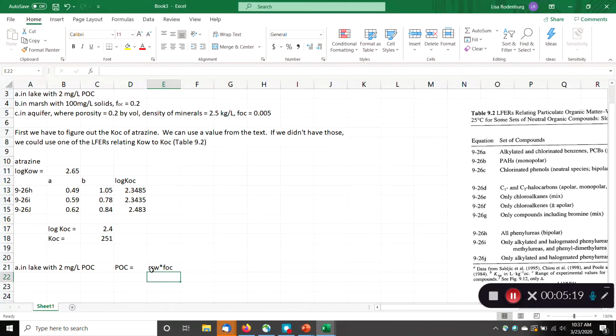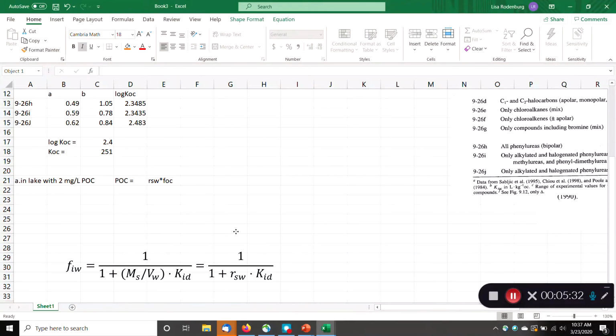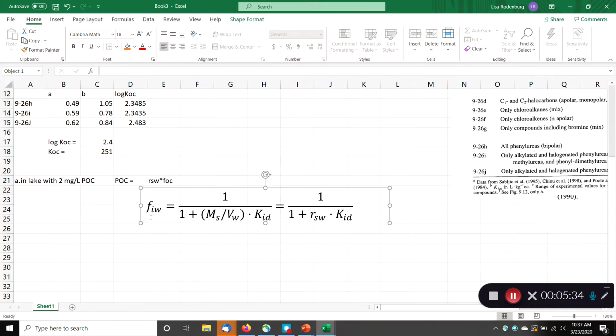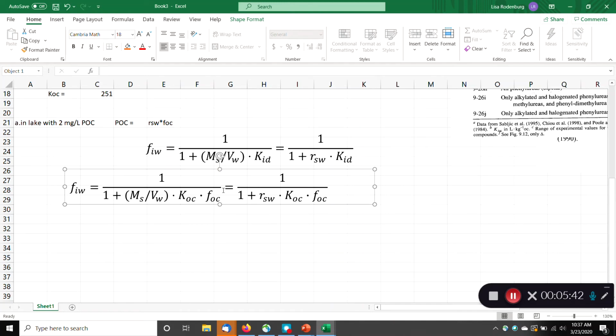Because it's the ratio of solids to water, total suspended solids might be 10 milligrams per liter. FOC might have been 0.2, and that would give you 2 milligrams per liter of particulate organic carbon. So our equation for the fraction of the chemical in water was this, but we're using KOC instead of KD. KD is equal to KOC times FOC.